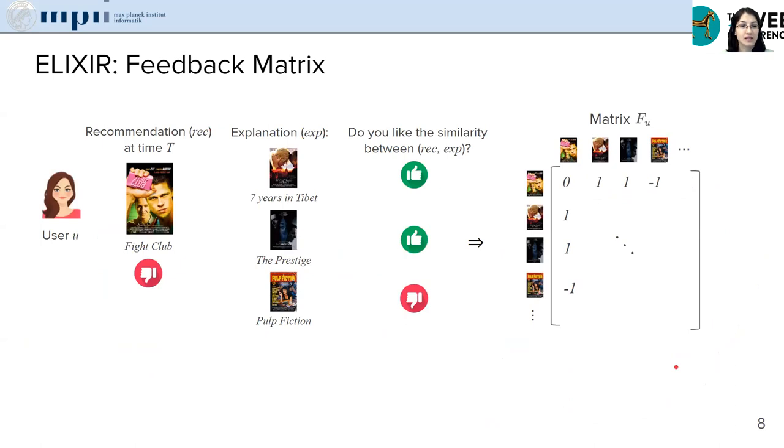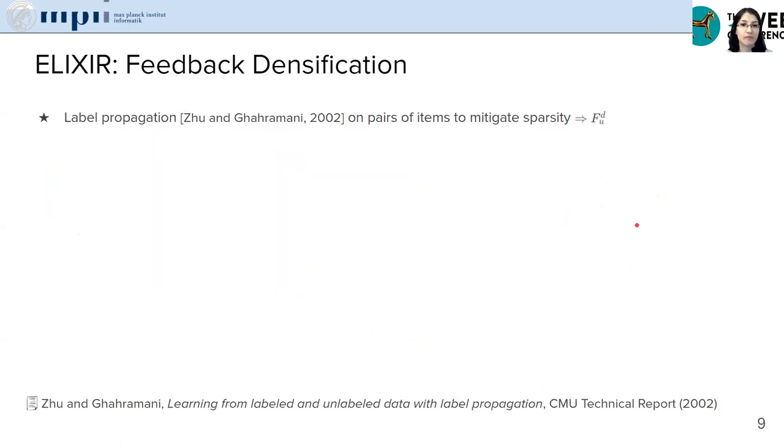We extended state-of-the-art recommender models with a feedback matrix that encodes like or dislike signals on pairs of recommendation and explanation items. To collect this feedback, we ask users whether they like or dislike the similarity between the two items and encode users' positive, negative, and no feedback with 1, minus 1, and 0, respectively. We expect this feedback matrix to be extremely sparse. To mitigate this sparseness, we apply the classic label propagation algorithm by Zhu and Ghahramani on pairs of items where labels here represent users' positive or negative feedback.